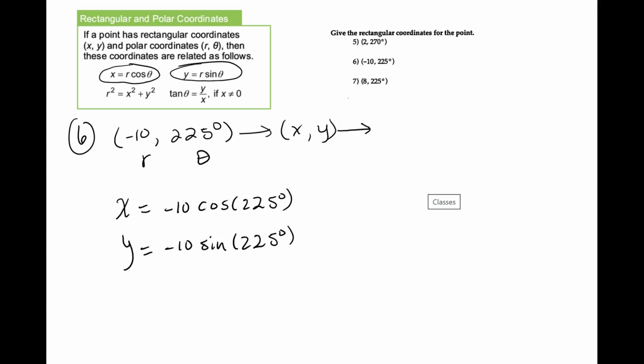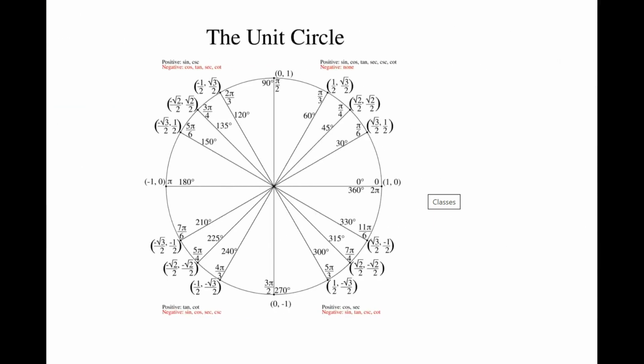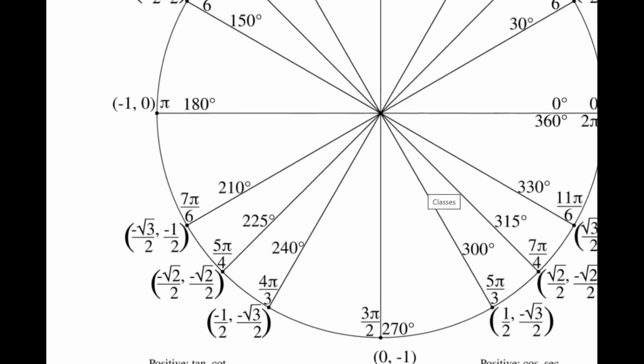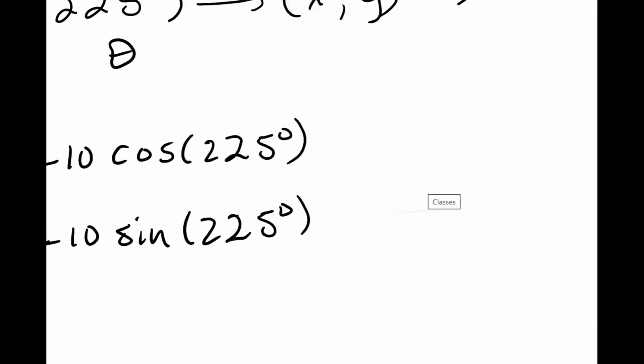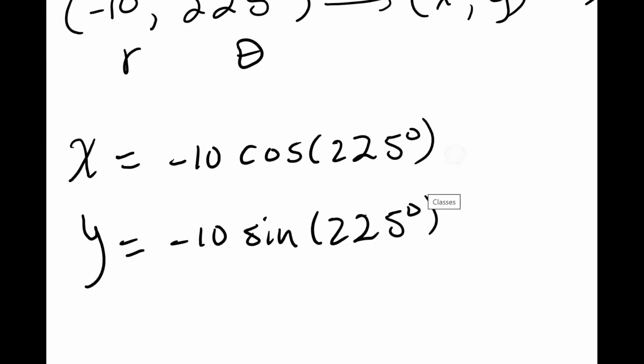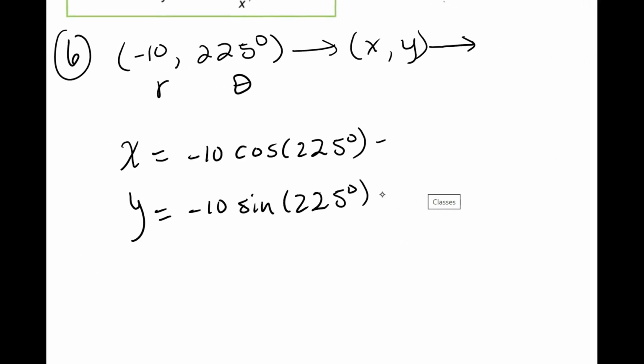Okay, so then all we have to do now is jump over to the unit circle and figure out those cosine and sine values, which are right over here. The cosine and sine, coincidentally at 225 degrees, are identical, the negative square root of 2 over 2 for both. So let's go ahead and take a look back at our problem. And we're going to get -10 times a negative square root of 2 over 2, and a -10 times a negative square root of 2 over 2. So that is going to look exactly the same.